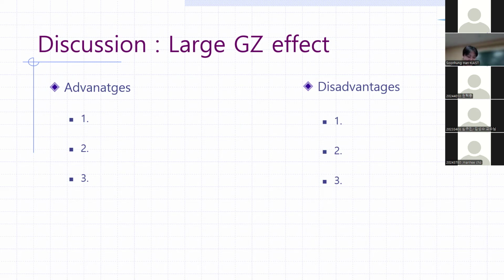If the ship has a large GZ and is tilting slightly, even slightly, it can return to its original position.